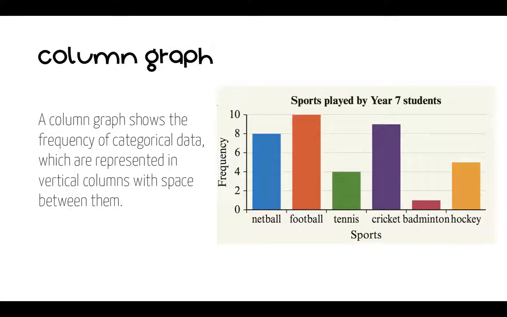So let's look at the different graphs. So first we have a column graph. A column graph shows the frequency of categorical data. And as you can see, it's represented by these vertical columns, and they have spaces between them, and that's important to remember. So make sure you cut this out, stick it in, and write down the description for each graph.